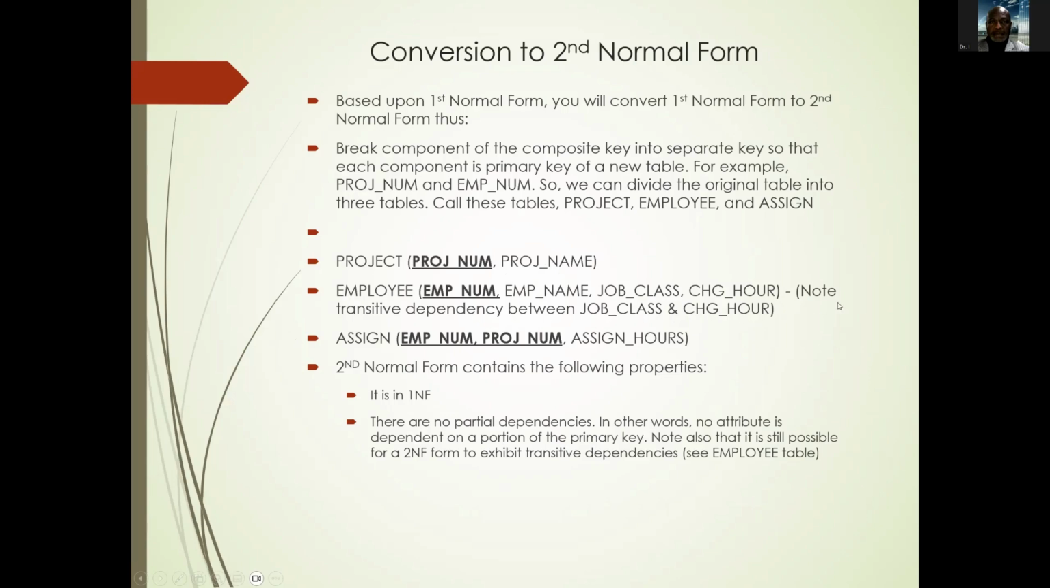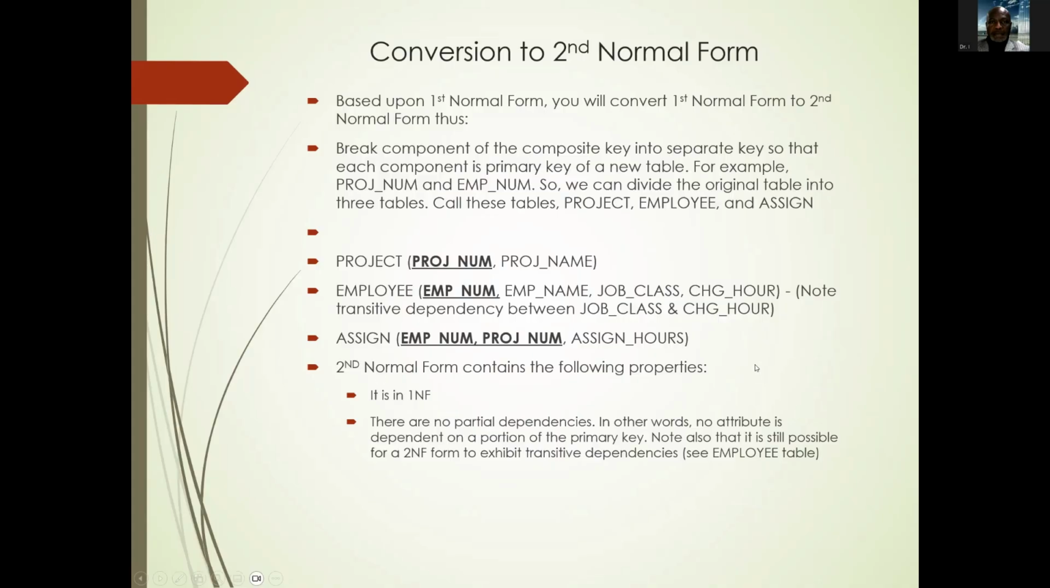There's still a transitive dependency now between job class and charge hour, just to let you know at this point. But we're still in second normal form because, as I mentioned, transitive dependencies involve non-prime attributes. They're not part of the primary key, right? So they depend on each other, but we will fix this in the third normal form. The assign table now has emp num, project num, and assigned hours. Now you can see here that emp num and project num become the primary key for this particular table.